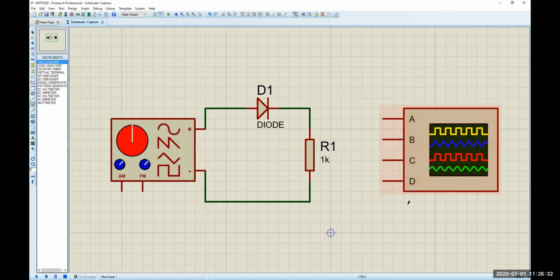Here you have 4 channels, A, B, C, D. In your lab, you have an oscilloscope, that screen that will show you the graph, that has 2 channels, A and B. Here you have 4 channels. Where is the negative pin? Because in one channel you have positive and negative, right? Here in one channel you have only one pin. Where is the negative point?